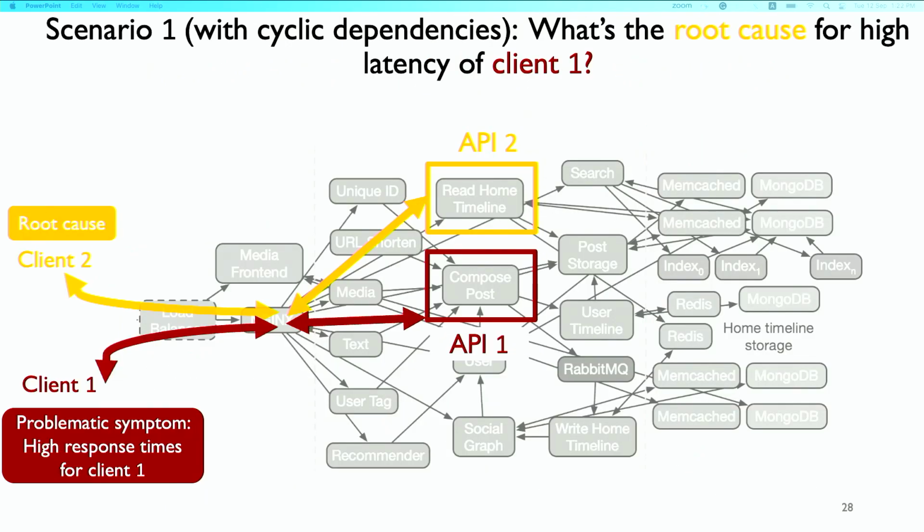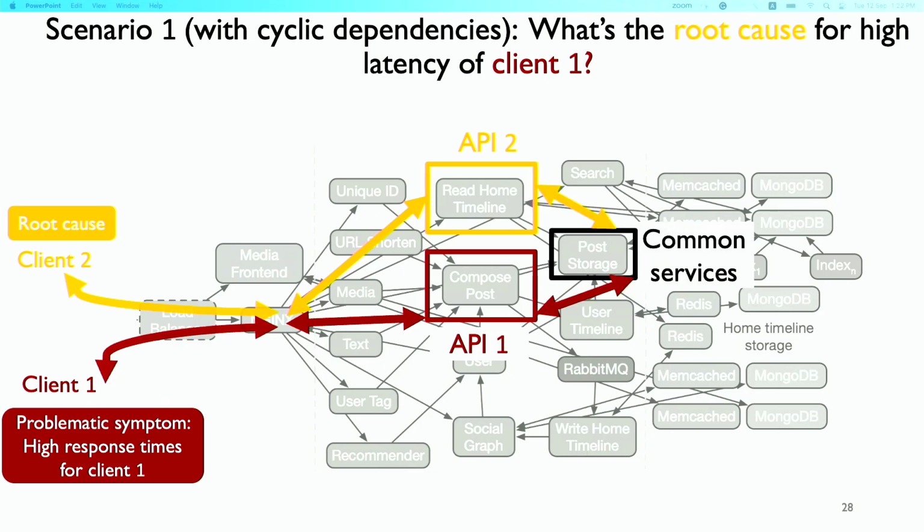So here is a scenario in a microservice app where a client is experiencing high response times. So client 1 is experiencing high response times. And the reason is client 2, who's sending a lot of requests to another API in the application, API 2. Now, there is performance interference between these two clients who are accessing different APIs, because there might be a common service which is shared between API 1 and API 2.